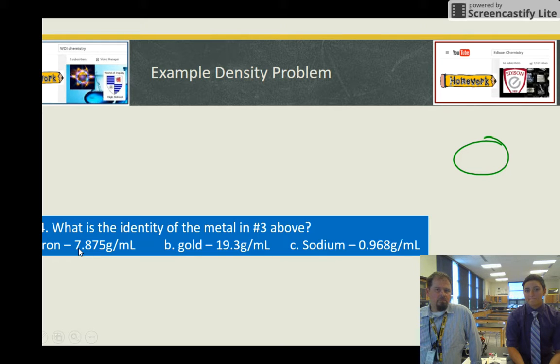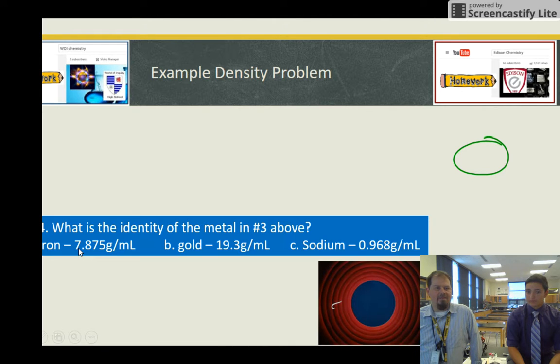Got it? We just used density. You got some practice problems in your packet that I'm sure you can handle because you've done density before. With that being said, that's all, folks. Unit's done. Study for your test. See ya.